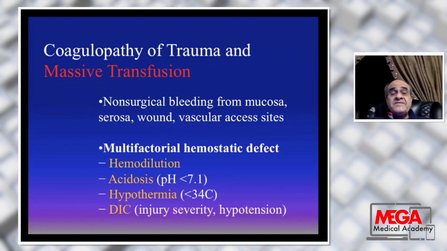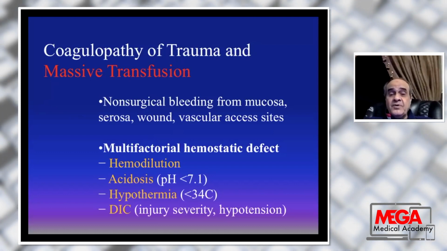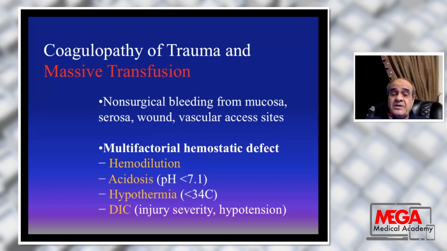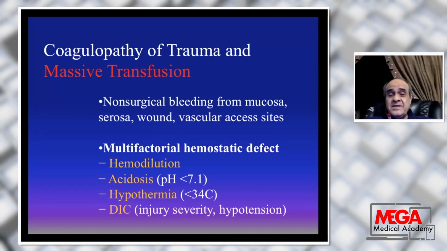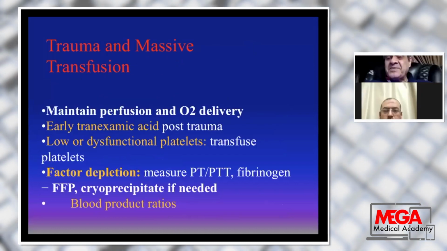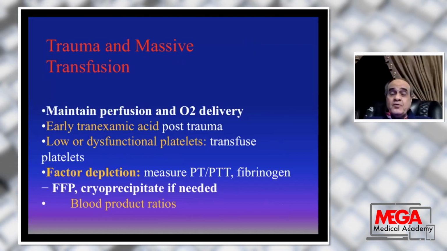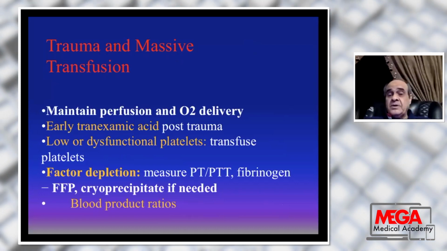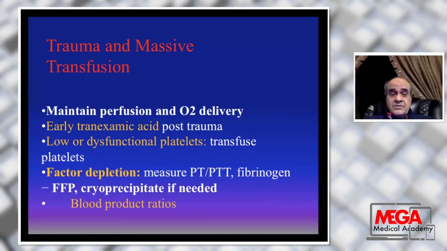Coagulopathy of trauma and massive transfusion is an important item we have to avoid. Hemodilution, hypothermia, all these items predispose to more bleeding in trauma patients. In addition to tranexamic acid, as I said, if the patient exhibits high fibrinolysis in trauma and massive transfusion, maintain perfusion and oxygen delivery, very important, and oxygen delivery does not depend only on transfusion, but on cardiac output and cardiac contractility and so on.